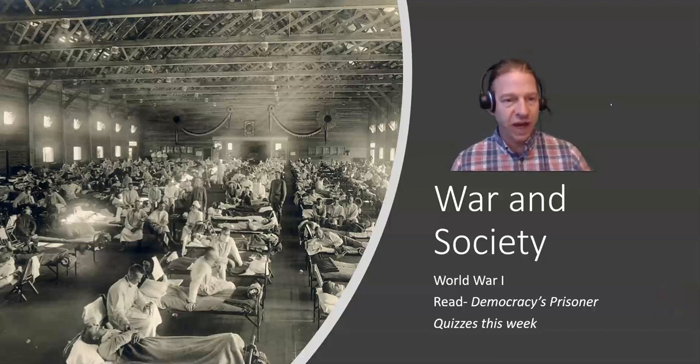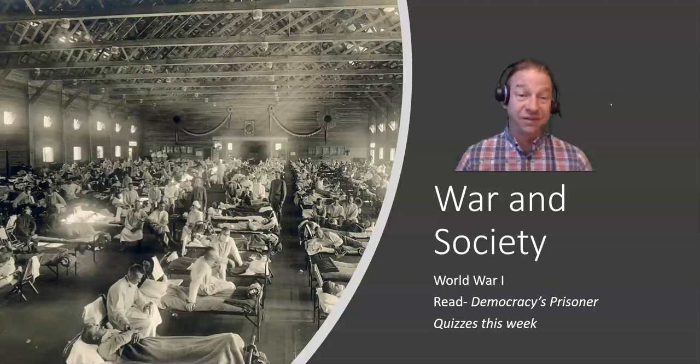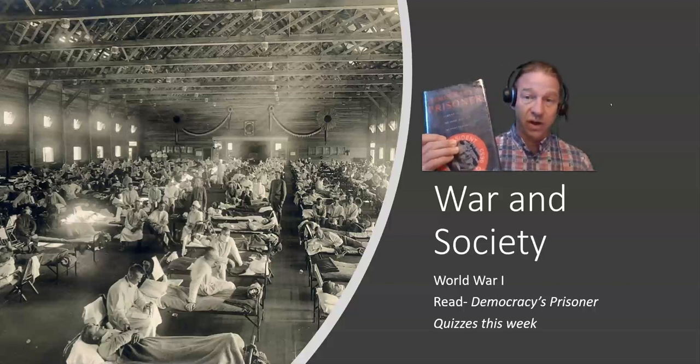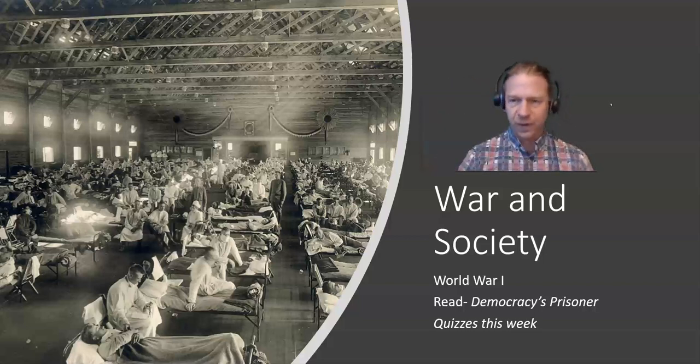War and Society, this week, week 5, as we look at the United States' 20th century and the role that American war or involvement in conflicts have played in shaping American society. This week, we continue our look at the First World War, and we delve deeper into the reading of our book, Democracy's Prisoner, as you see here.